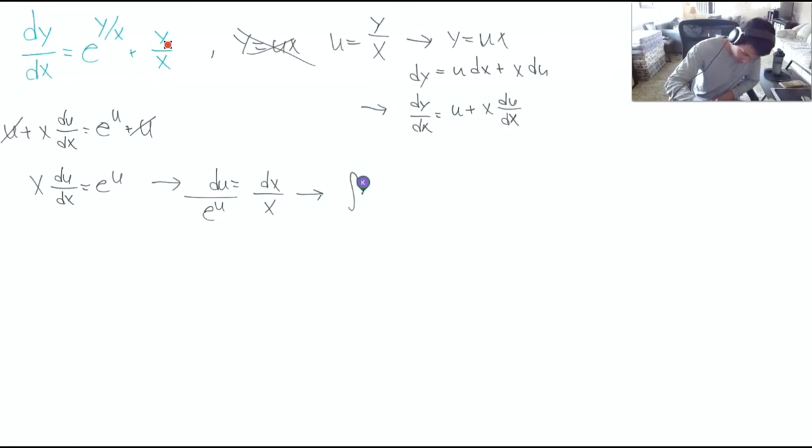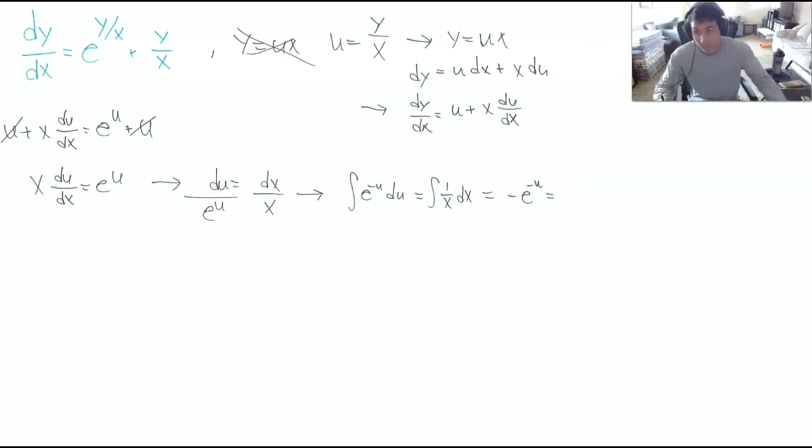So we have e to the negative u du is equal to the integration of 1 over x dx. So then we know that this is going to be negative e to the negative u, and it's equal to, damn it, my tablet timed out again, which is equal to ln of x plus c.